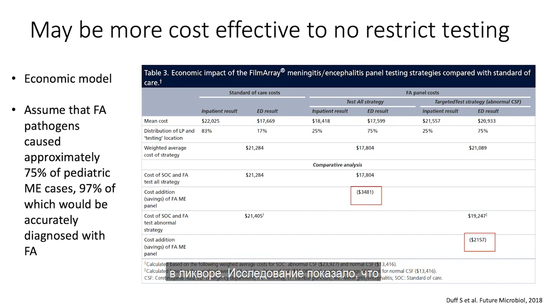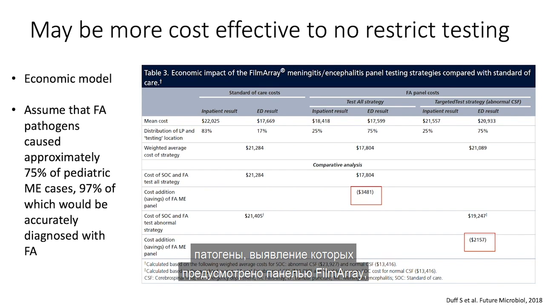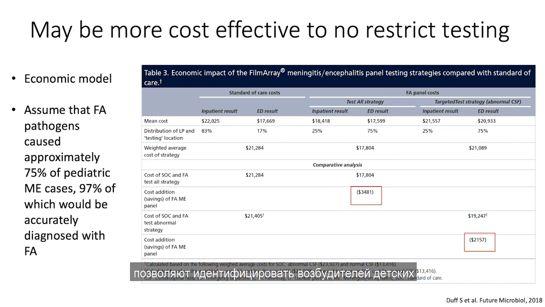And they're assuming that the FilmArray pathogens would cause approximately 75% of all pediatric meningitis cases, and that about 97% would be accurately diagnosed by this panel. What they report is that there could be a cost savings of about $13,000 per patient if all patients were tested versus strategically choosing who to test and who not to test. So that's a model that was developed.